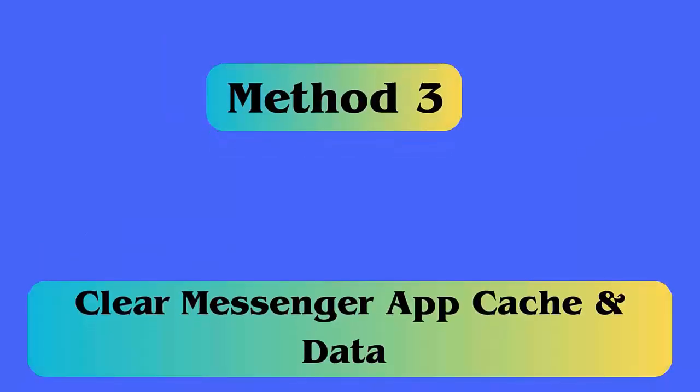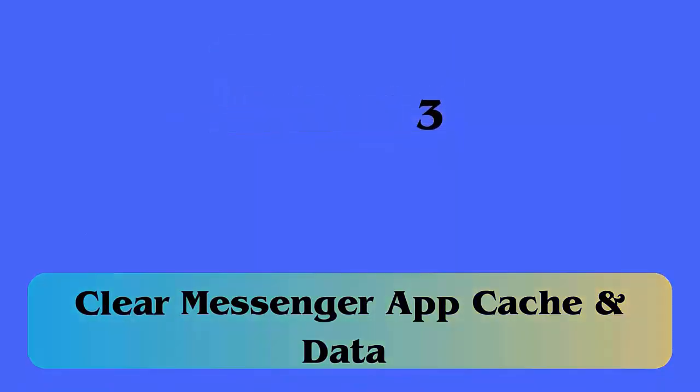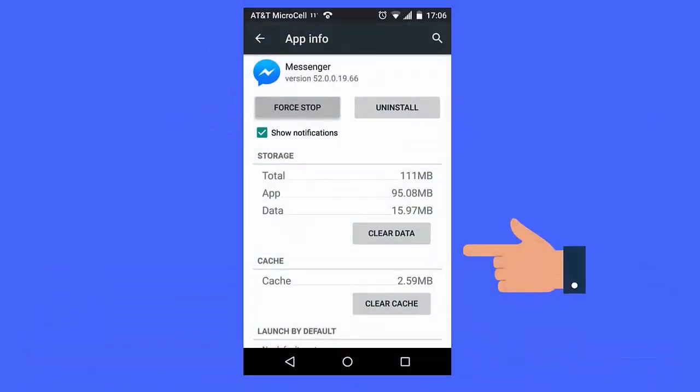Method 3, clear Messenger cache and data. Try the steps. First, launch Settings, go to Installed Apps. Now, search for Messenger app from the apps list. Next, tap on Messenger application, then click on Clear Cache and Clear Data option.